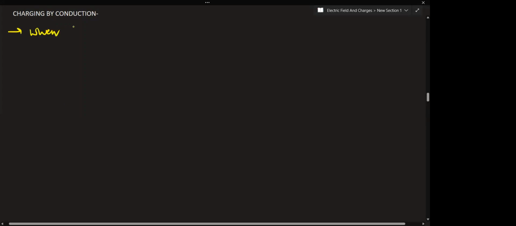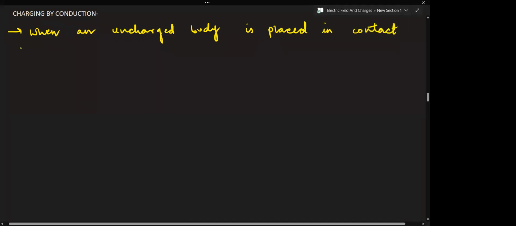When an uncharged body, uncharged body basically means neutral body, it has the same number of electrons and the same number of protons, is placed in contact with a charged body.